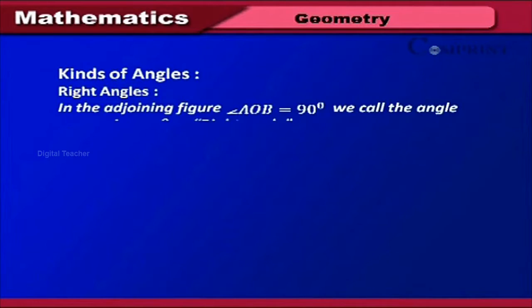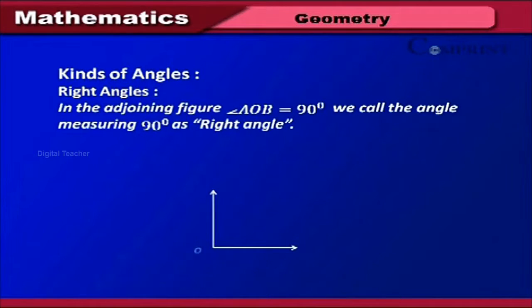Kinds of angles. Right angle. In the adjoining figure, angle AOB is equal to 90 degrees. We call the angle measuring 90 degrees a right angle.